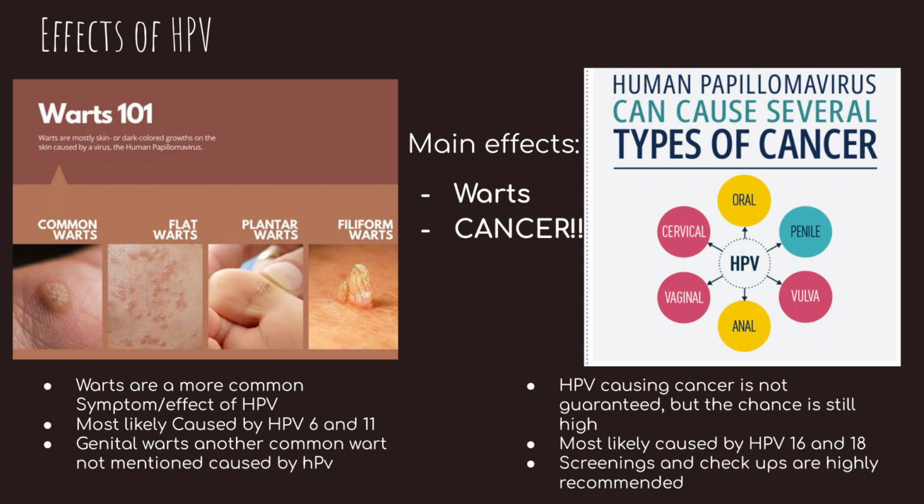The variations to cause cancer are likely HPV 16 and 18. Luckily, cancer from HPV takes a long time to develop, which is why it's not always the case. Screenings, tests, and checkups are very important in preventing this effect.